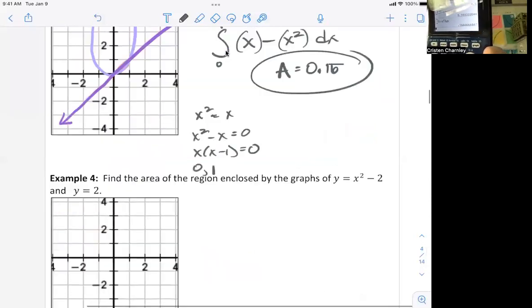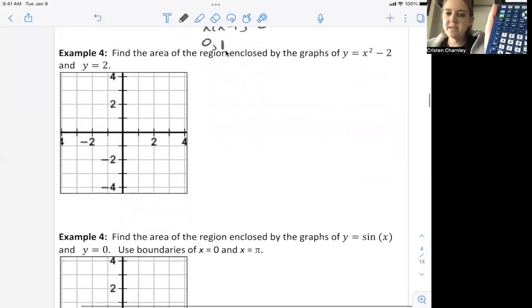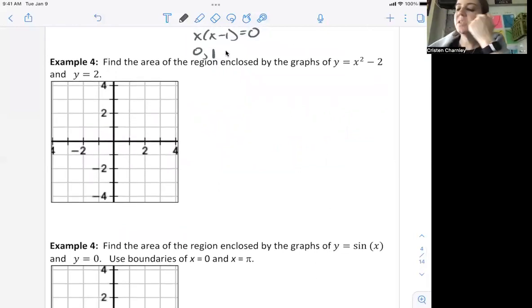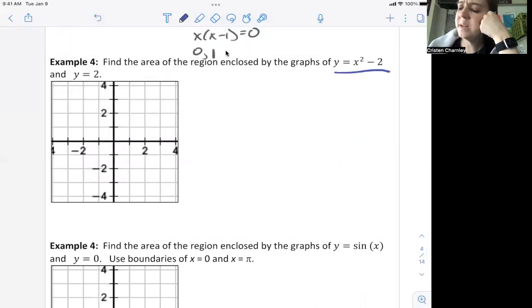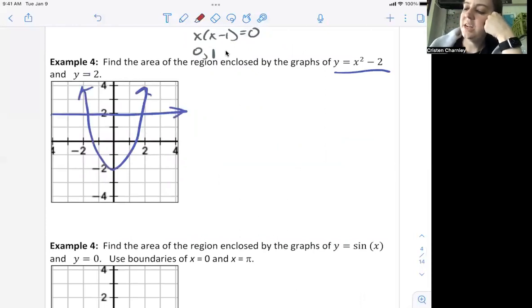All right, example 4. My iPad's, or my laptop's, about to die here. We'll see what we can do. y equals x squared minus 2 and y equals 2. I'm just going to use the same pen color to speed this up a little bit. x squared minus 2 is a parabola. y equals 2 is this horizontal line. Here's our shaded area.